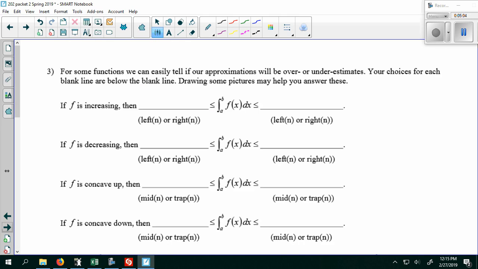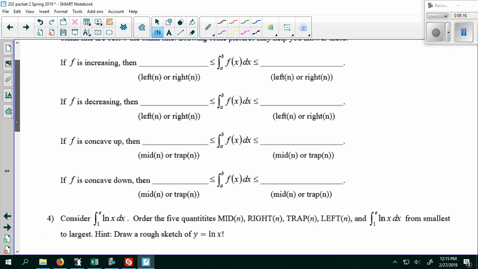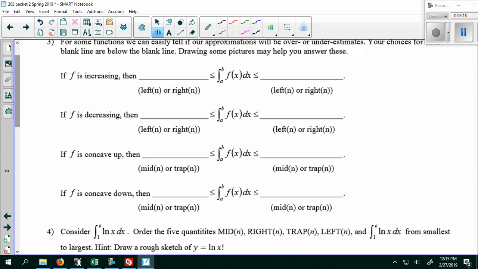Okay, for some functions, you can easily tell if the approximation will be an over or an underestimate. So your choices in the blank lines are written below the line. And we're going to draw some pictures to help us answer these. So if f is increasing, let's draw a picture of an increasing function f. Increasing. Left rectangles will look like this.